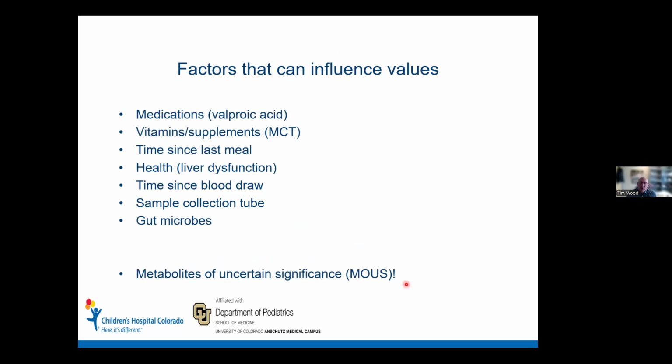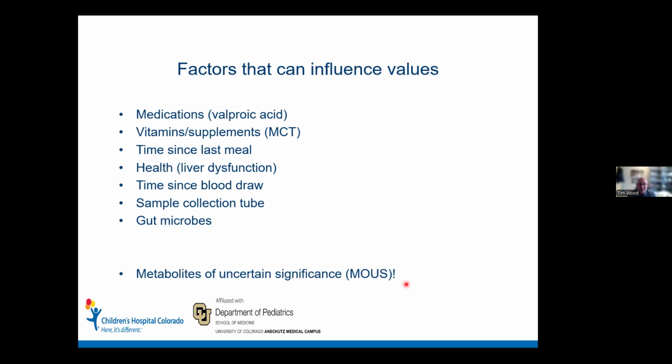The other thing that causes problems, at least why I had hair when I started a lot of this, was that there's all kinds of factors outside of just the genetic defect that can influence values. These can be medications, things like valproic acid, vitamins or supplements. Just the time since the last meal can have a great influence, especially of amino acid values. Liver dysfunction, or if the patient is terminally ill, they can look like they have certain genetic conditions, or you can see metabolites that just shouldn't be there.